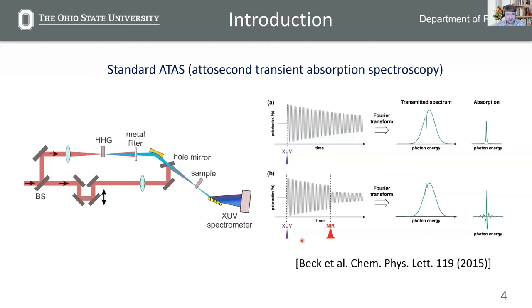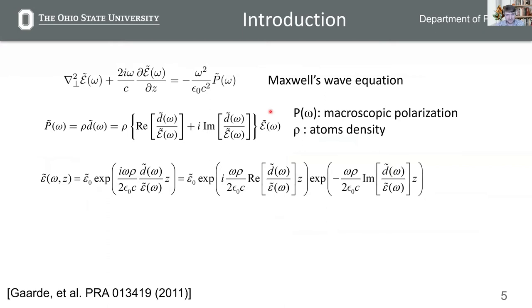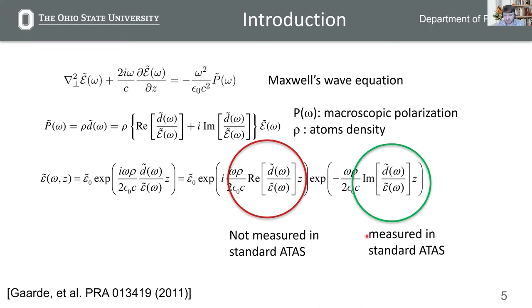From a relatively simple mathematical point of view, if you look into Maxwell's wave equation, we have here polarization, which in a simple linear case could be expressed as an ensemble of atomic dipoles. If you now use this polarization and solve Maxwell's equation, we get an electric field after the sample, which acquires phase proportional to the real part of the dipole and absorbance determined by the imaginary part of the dipole. In the experiment shown in the previous slide, one can measure only absorbance, so it's possible to get access only to the imaginary part of the dipole, while the real part is not, generally speaking, accessible in these experiments.